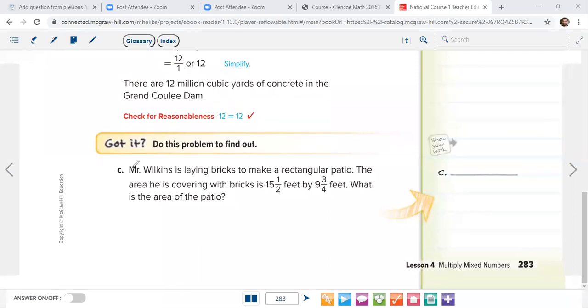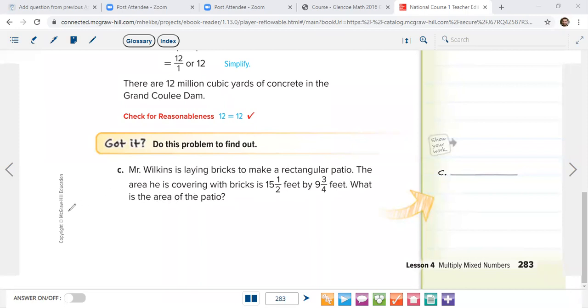In problem C, Mr. Wilkins is laying bricks to make a rectangular patio. The area he is covering with bricks is 15 and 1/2 feet by 9 and 3/4 feet. What is the area of the patio?